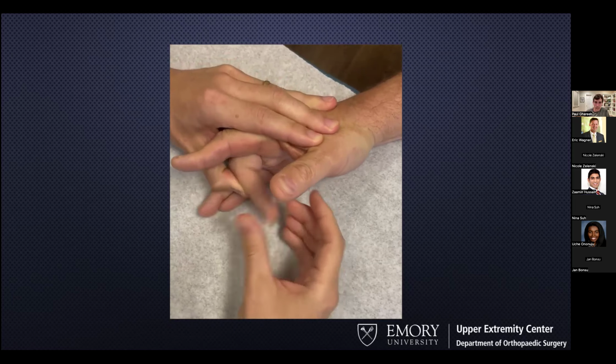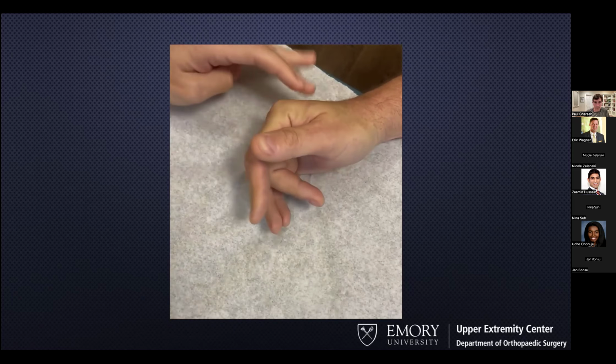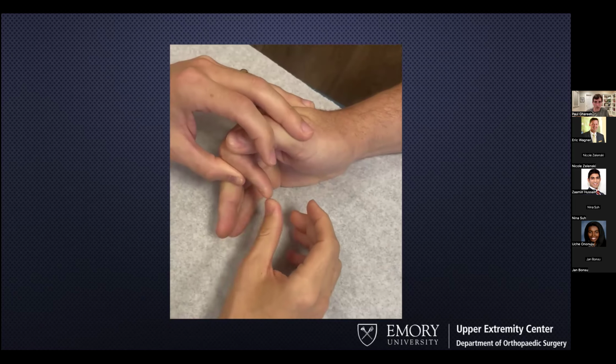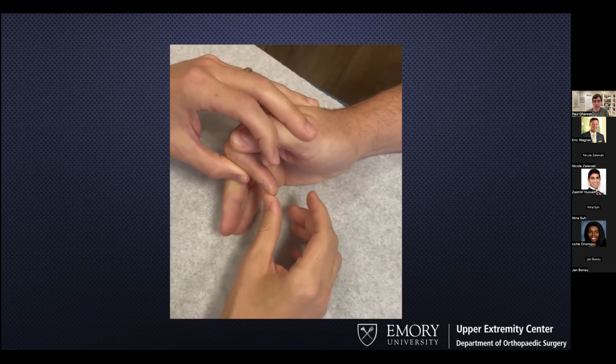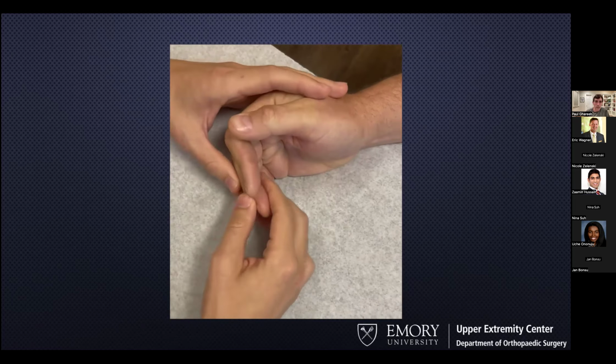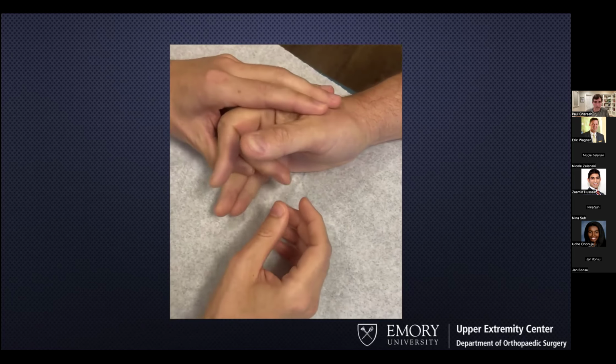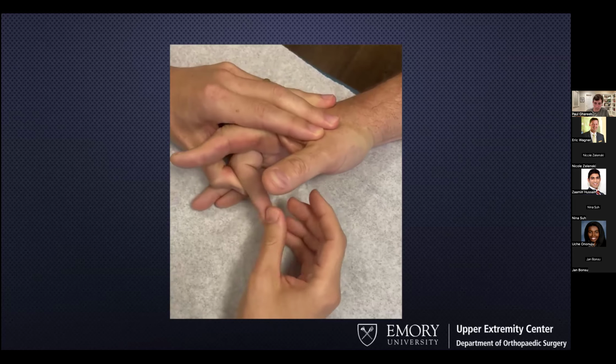But if you look at the index finger, the PIP joint is not extending at all when he tries to extend. It's all going through the DIP joint. So he has increased tone at the DIP joint, which is not natural. And so that would be a positive test.